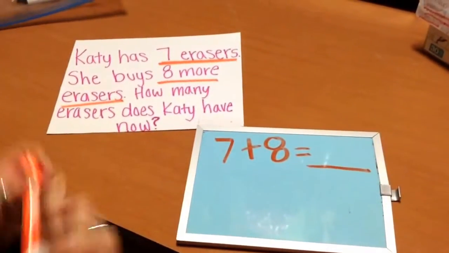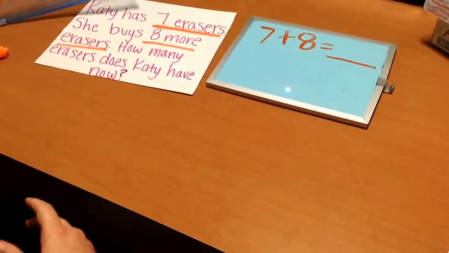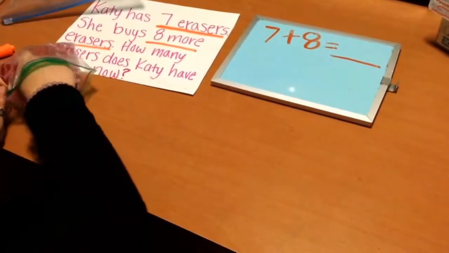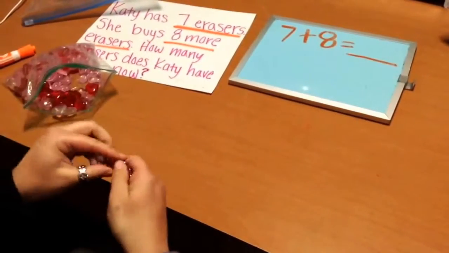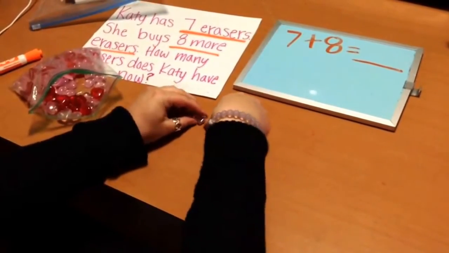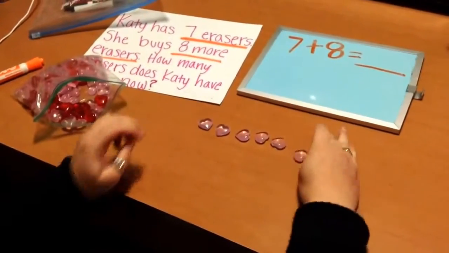So in order to do our problem 7 plus 8, we're going to use the set model. And I'm going to use these hearts to represent Katie's erasers. So we know that Katie started with 7 erasers. So I have 1, 2, 3, 4, 5, 6, and 7.